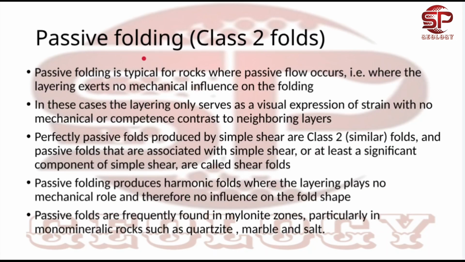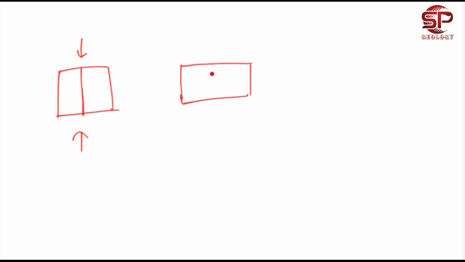Then comes passive folding. Passive folding is the type of fold where force is not directly acted upon the folded layer. Take an example like this: suppose there is a rock layer here. If you compress the rock layer, it will get shortened, but the linear structure in it will get folded. The force is applied on the rock, it gets shortened, and the result is the folding of this linear structure.